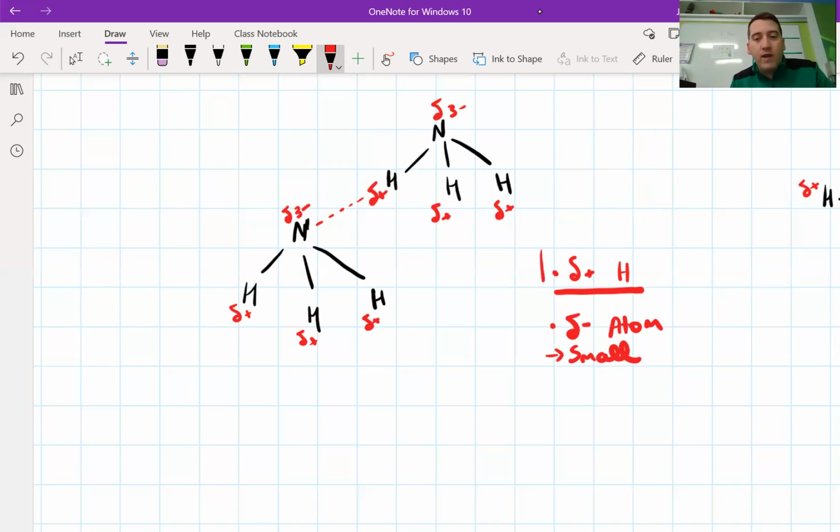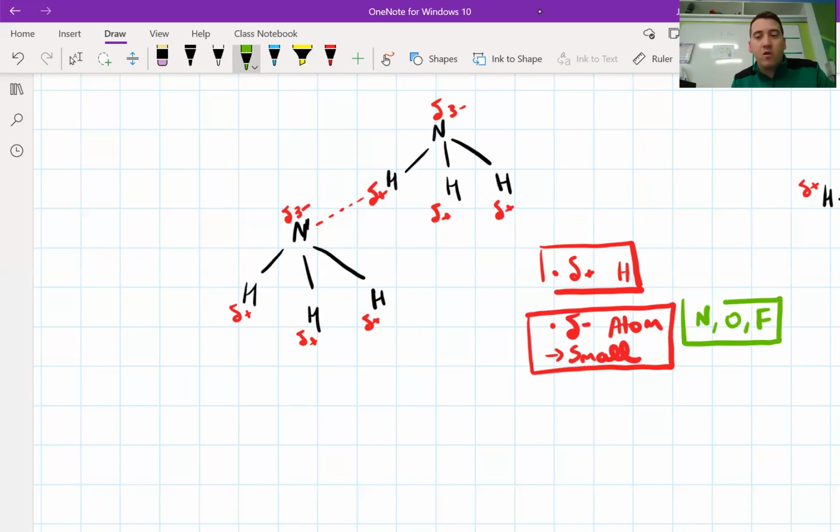Now, it always involves hydrogen, and it always involves a delta negative small atom. The small atoms that we're talking about are the smallest atoms on the periodic table: nitrogen, oxygen, and fluorine.